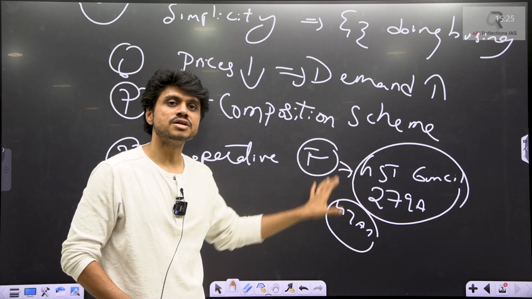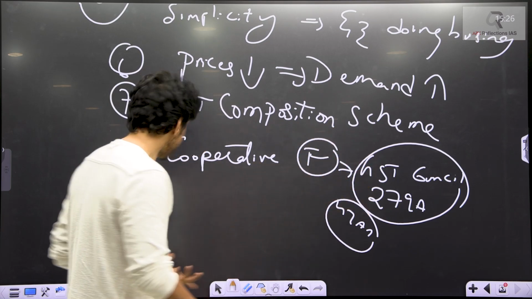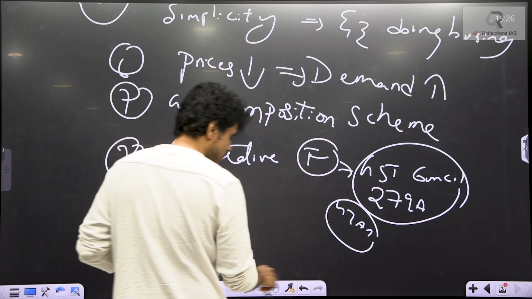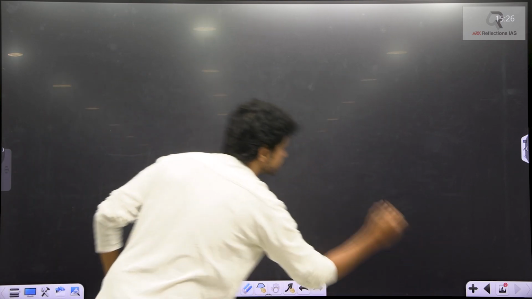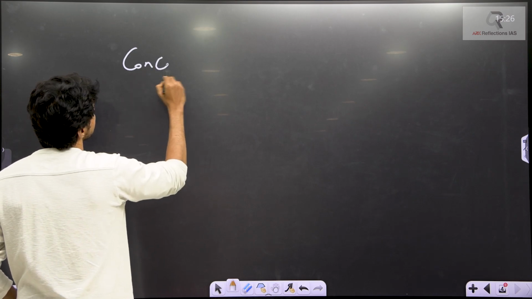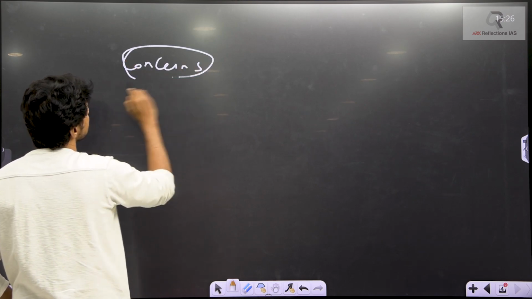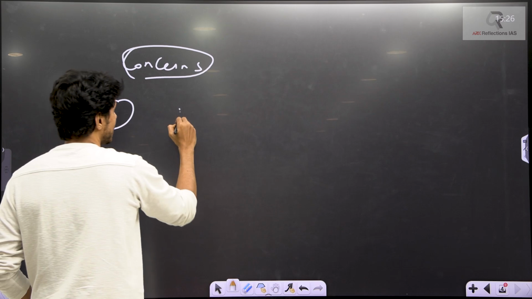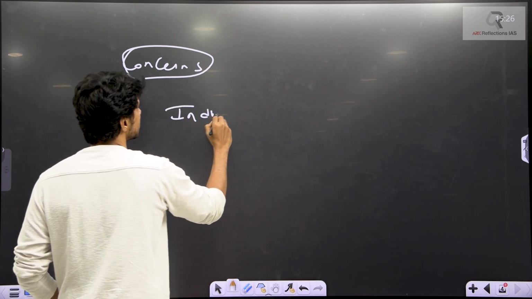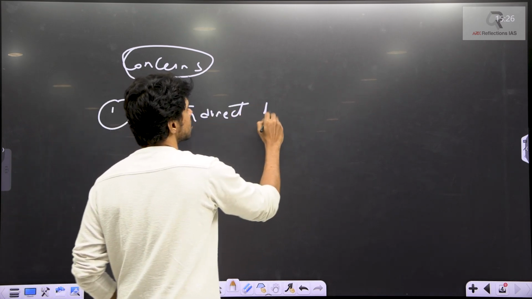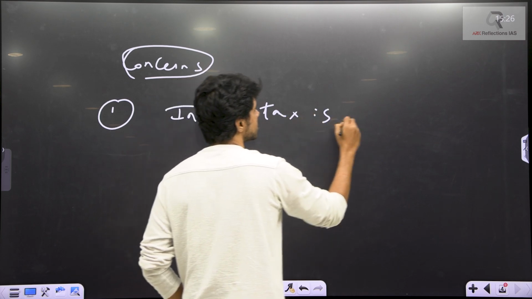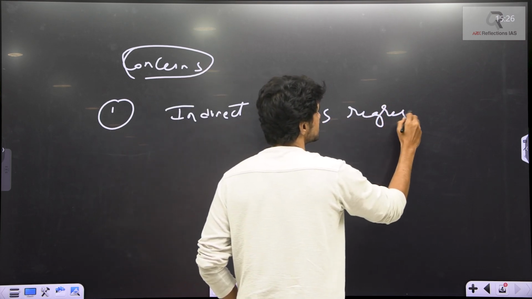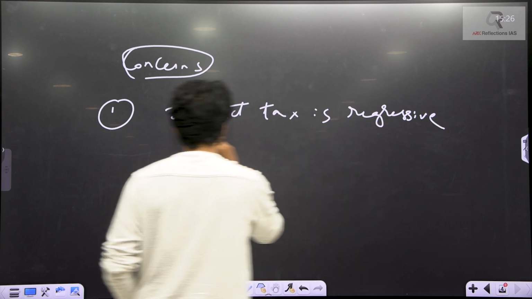So these are the many benefits. But what are the criticisms? What are the issues and concerns with this? Like I said, indirect tax is not progressive. Indirect tax is regressive. Whenever it is increased, it will hurt. Why is this hurting?